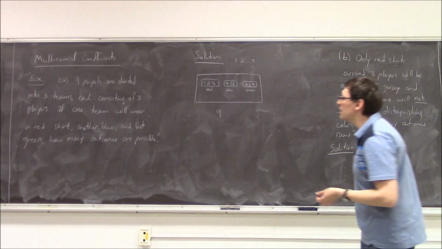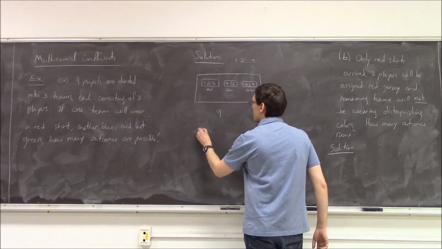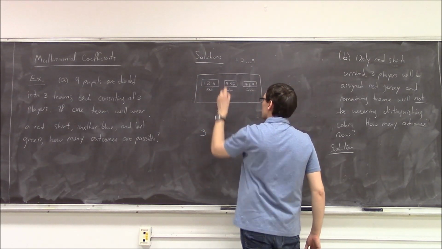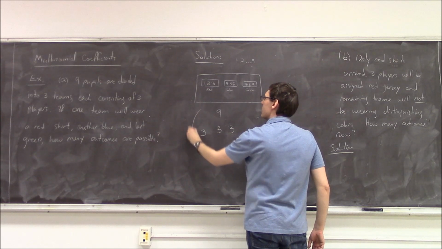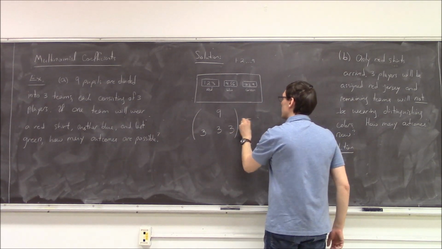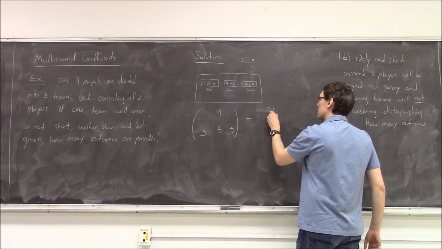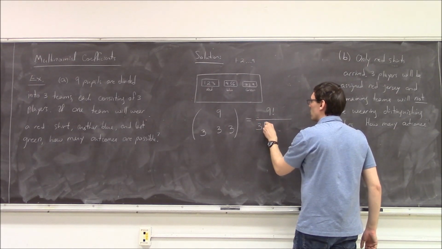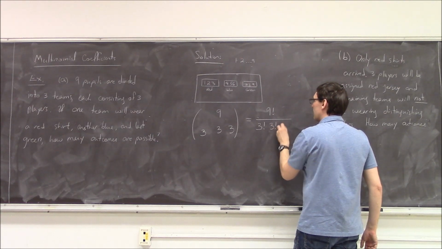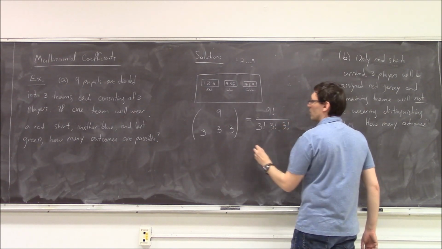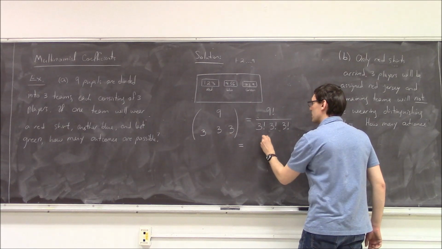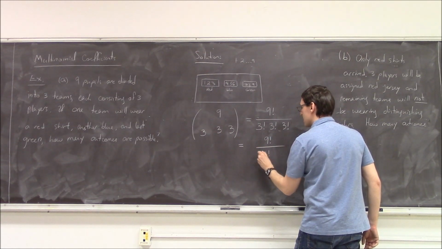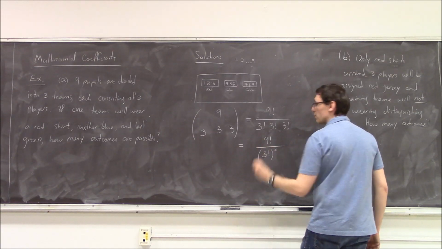So we have 9, choose 3 numbers to go in here, 3 numbers to go in here, and 3 numbers to go in there. This is nothing more than just to calculate 9 factorial divided by 3 factorial, 3 factorial, 3 factorial, or if you prefer, simply 9 factorial divided by 3 factorial cubed.